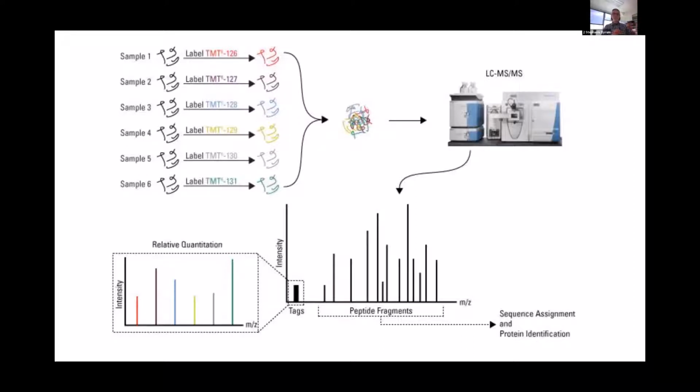With the TMT approach, all of those hit the detector at the same time. You're selecting the same top 10, top 20 peaks for all 10 samples, which then go through the fragmentation process to give you the sequence. And then you get the quantitative information from the MS3 fragmentation. So it cuts down on that missing value problem that you would have from a label-free experiment.